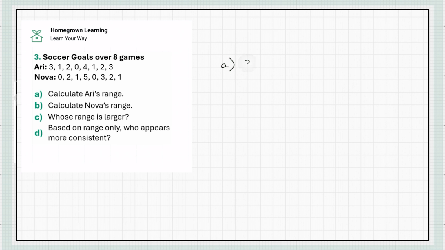So Ari has the data set 3, 1, 2, 0, 4, 1, 2, and 3. Alright, now all we need for the range is to find the largest value and take away the smallest value. So the largest value here is 4 and the smallest value here is 0. So the range of Ari is going to be equal to 4 minus 0, which is just equal to 4.